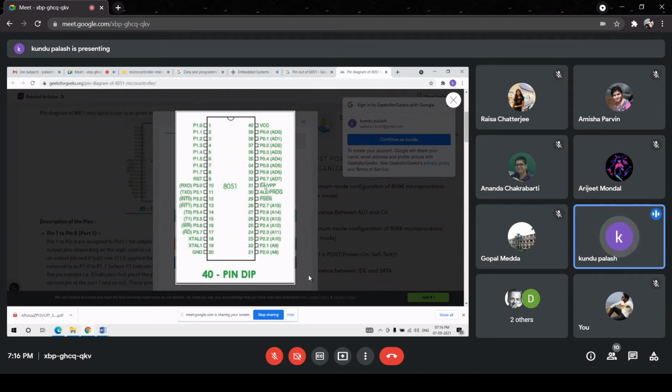If this pin is normally inactive, that means disabled to the high logic, then the microprocessor will access the instruction, will access the program memory internally. So that is the significance for the EA, external access pin.